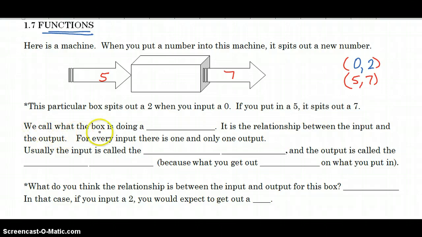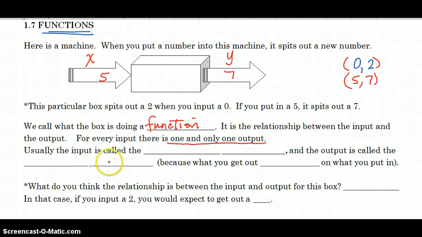We call what the box is doing a function. It is a relationship between the input and the output. For every input, there is one and only one output. So to be a function, for every X, this is your X, and this is your Y, for every X, there can only be one Y. If there's more than one Y with an X, it is not a function.